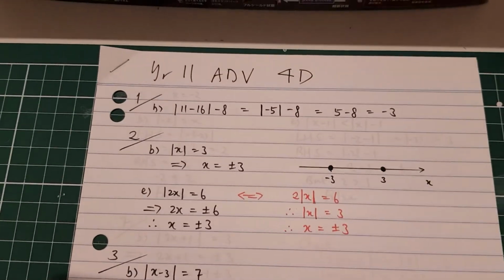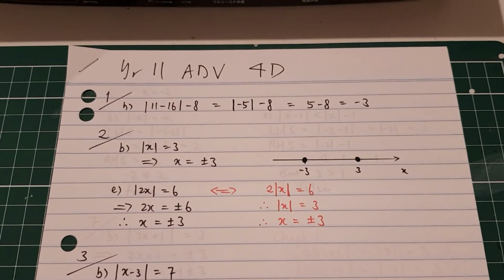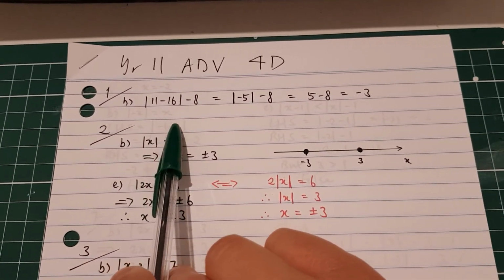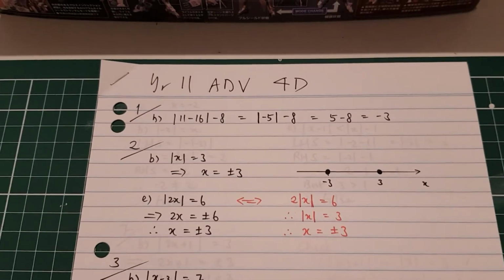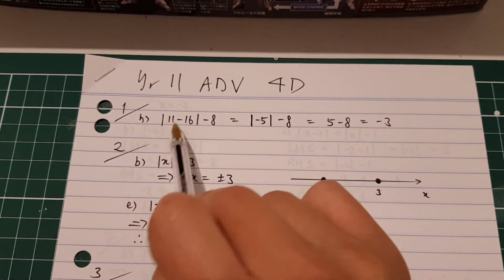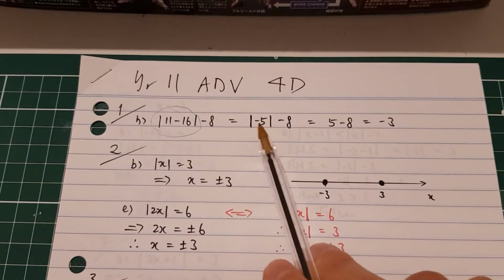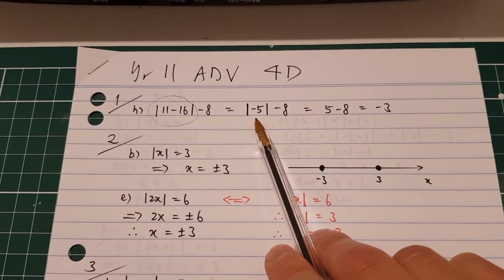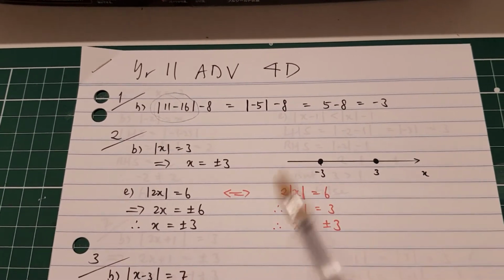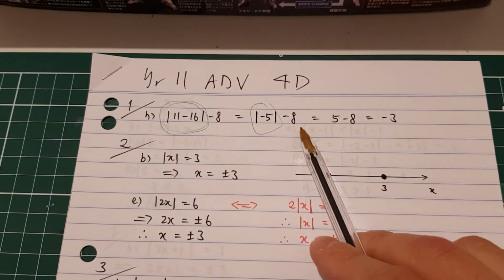So this is a video on 4D. This is the absolute value function. Question 1, H. So absolute value of 11 minus 16, take away 8. The usual BODMAS rule still applies. Whatever you do inside the bracket, the bracket being the absolute value in this case, you have to do this part first. So that'll be the absolute value of negative 5, which is 5, and take away 8, which will give you minus 3. Okay, so that's these two. And then the negative 8 later on.